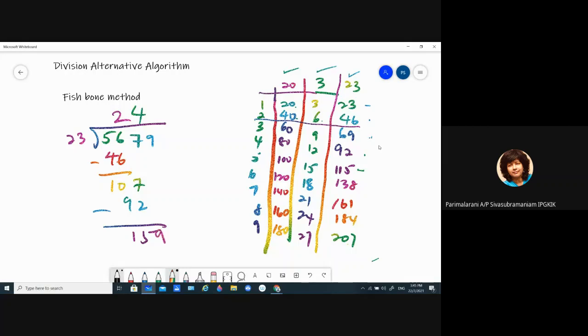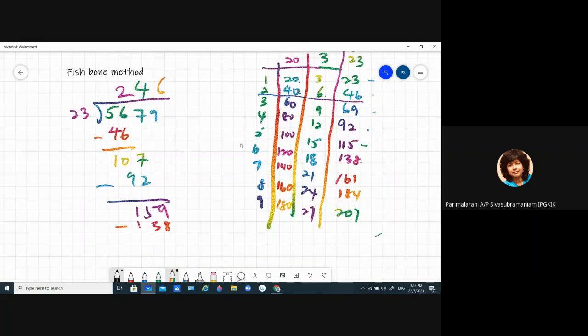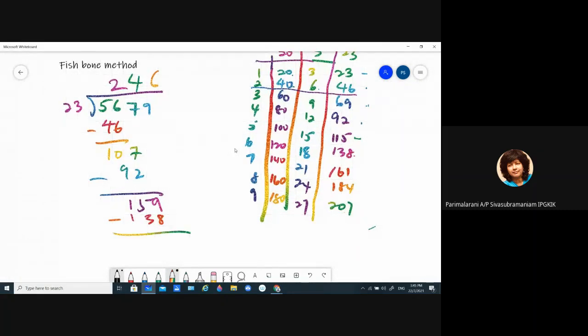Bring 9 down here. 159, it will be 6 times. So 6 will be 138. So this is 6 here. 159 minus this will be 21. Okay, so the answer is 246, remainder 21.